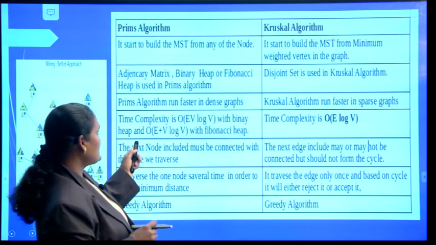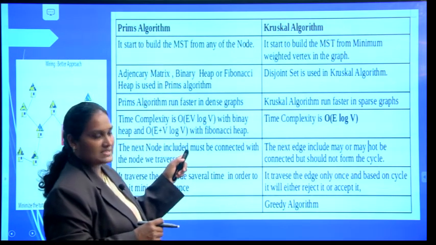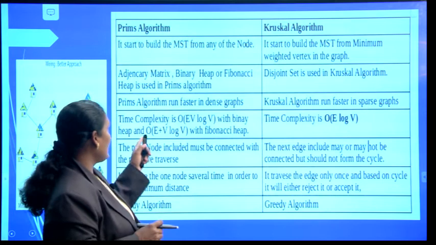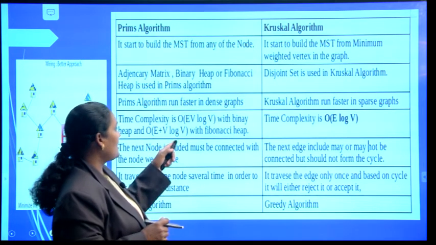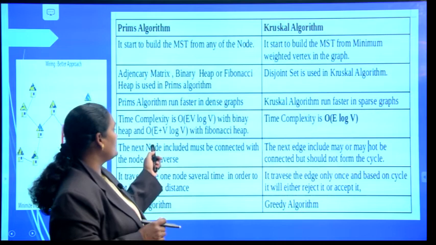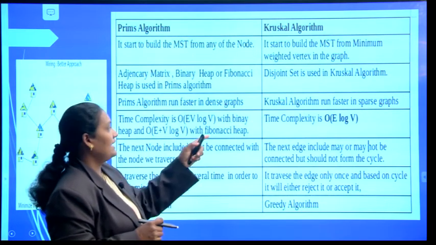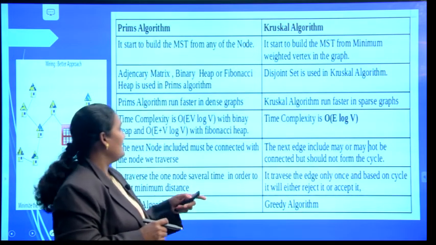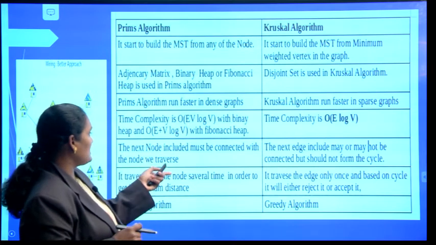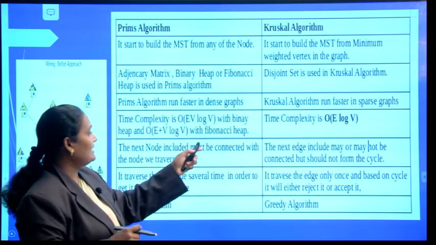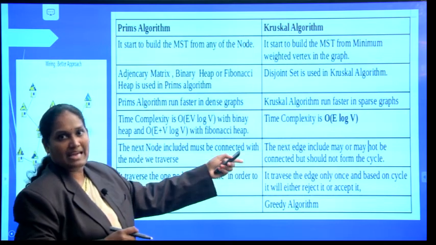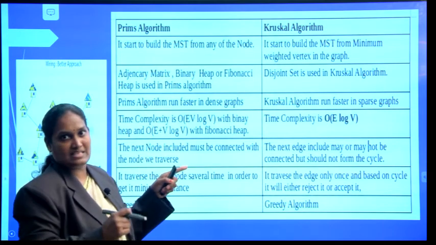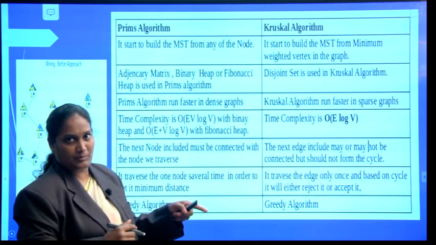Prim's algorithm runs faster in case of dense graphs, whereas Kruskal's algorithm runs faster in case of sparse graphs. Now coming to the complexity, the complexity of Prim's can be represented as big O of E plus V log V, and the time complexity for Kruskal's can be represented as big O of E log V. The next node included must be connected with the node we traversed. In case of Kruskal's, the next edge included may or may not have a connection. That is, Prim's algorithm is a connected process, whereas Kruskal's algorithm is not a connected process.